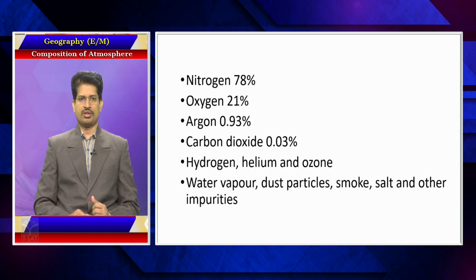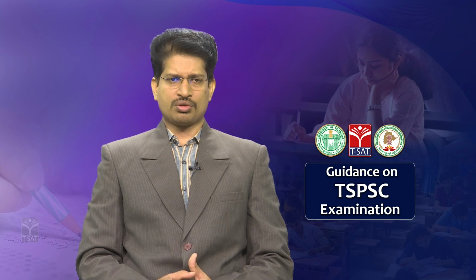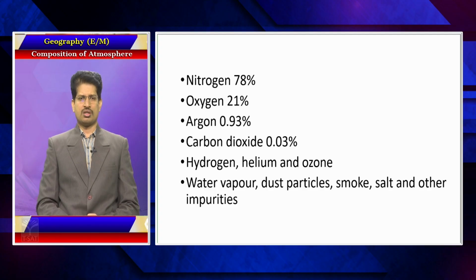As far as the composition of the earth's atmosphere is concerned, it is made up of different kinds of gases like nitrogen, oxygen, argon, carbon dioxide, helium, hydrogen, ozone, etc. These are present in these percentages. Out of all these gases, nitrogen is predominantly present. 78% of the air contains nitrogen.